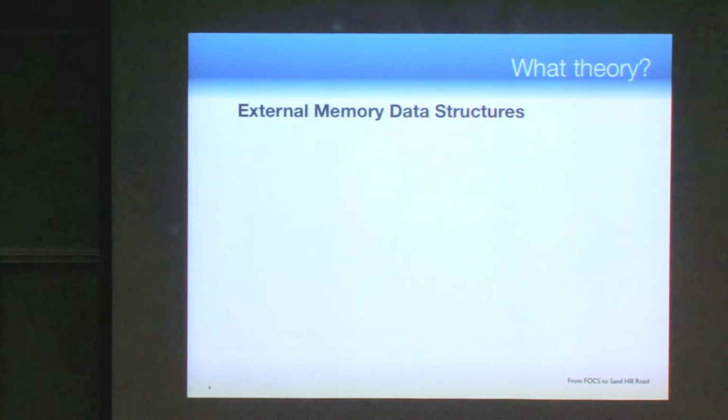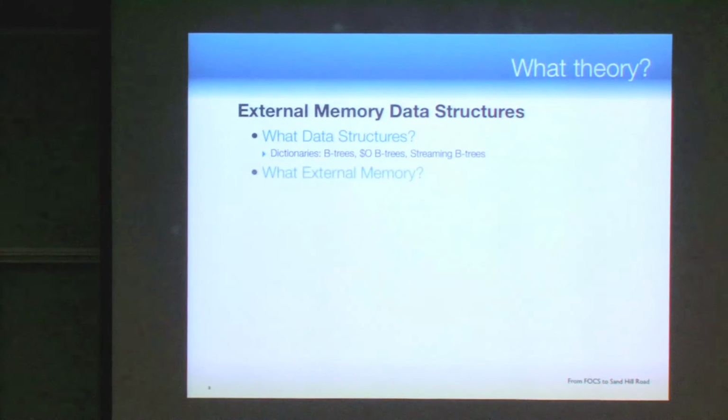So what theory am I talking about? External memory data structures. What data structures? Dictionaries like B-trees and cache oblivious B-trees and streaming B-trees. What external memory? The disk access model, the cache oblivious model.